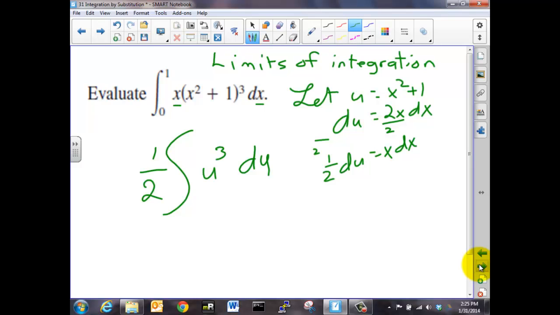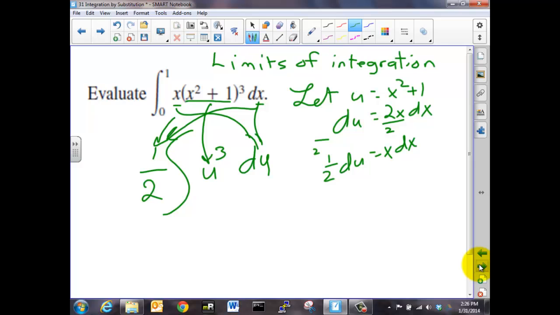Very important. Do not put 0 and 1 on there as limits of integration. It is wrong if you put the 0 and 1 there. These numbers are x values, when x is 0 and when x is 1. So we don't put 0 and 1 there. We leave it as an indefinite integral. So we've simplified the problem. In place of x squared plus 1, we put u. In place of x dx, we put du and the 1/2 in there.